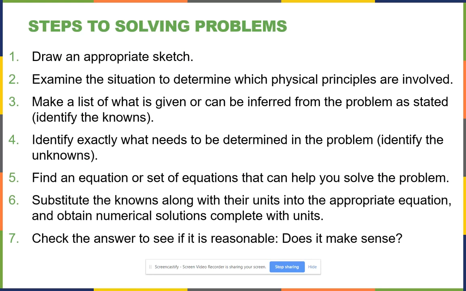Okay, moving on. Steps to solving problems. You're not going to have the steps, but you're going to have problems to solve. So this is the kind of thing that you need to have in your head. How do I solve a problem? And there's lots of different ways to formulate these ideas. But first and foremost, draw an appropriate sketch.